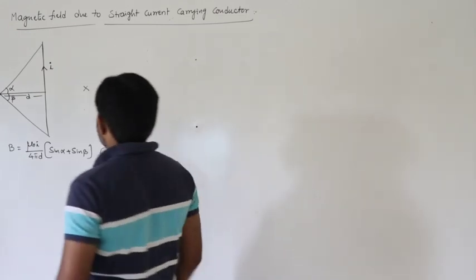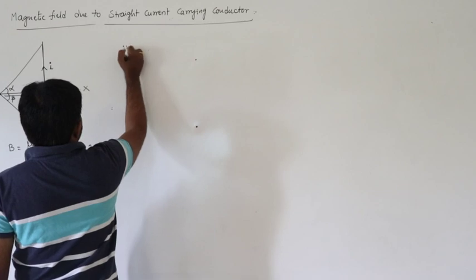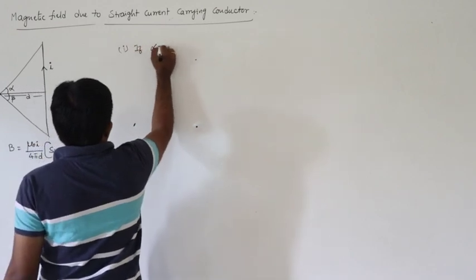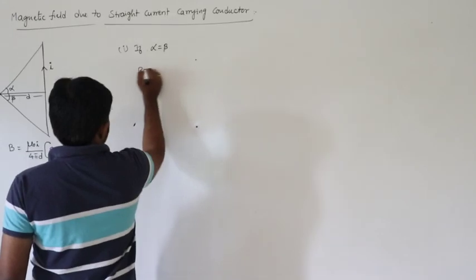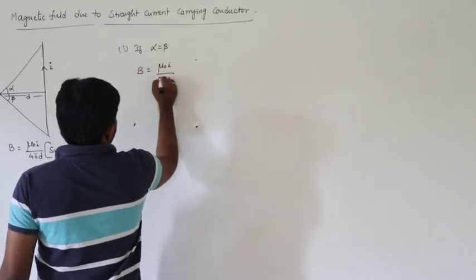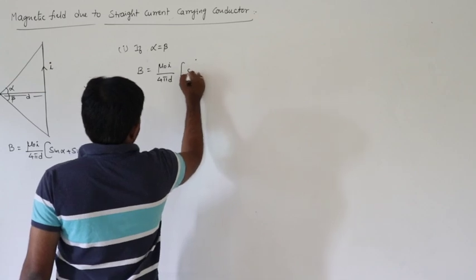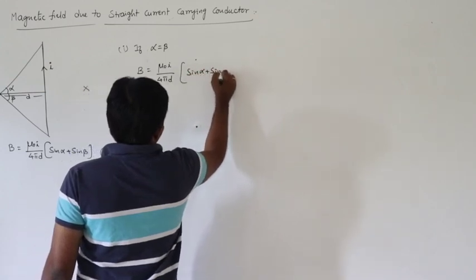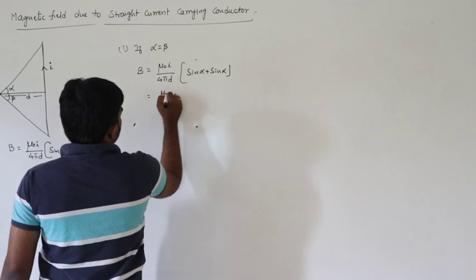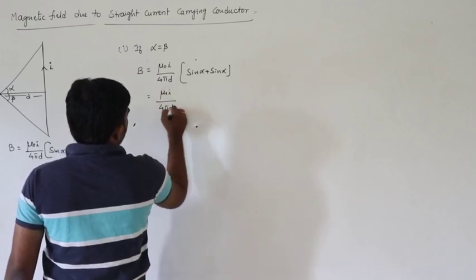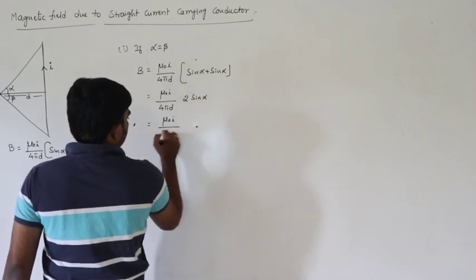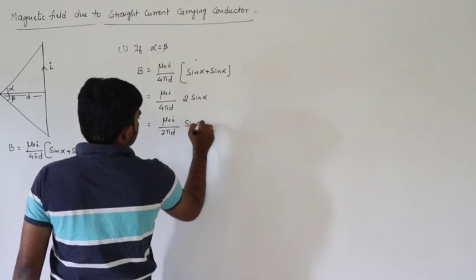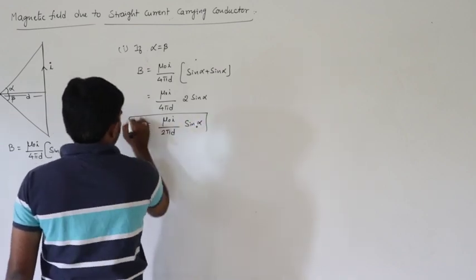So now in this one, first case, if alpha is equal to beta. In this situation, if alpha is equal to beta, now B is equal to mu naught I by 4 pi d into sin alpha plus sin alpha. So that is equal to mu naught I by 4 pi d into 2 sin alpha, mu naught I by 2 pi d into sin alpha. This is the magnetic field.